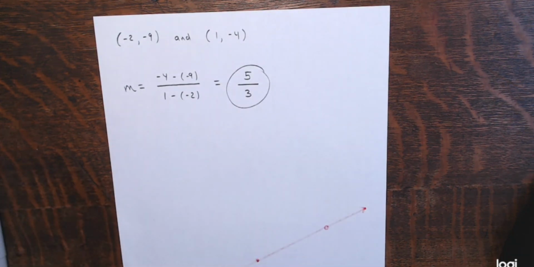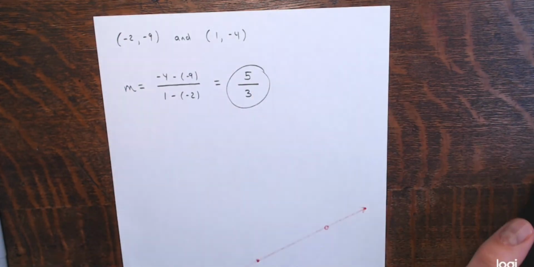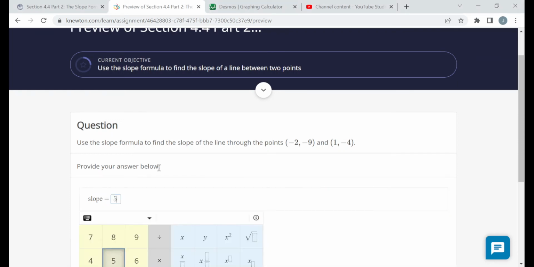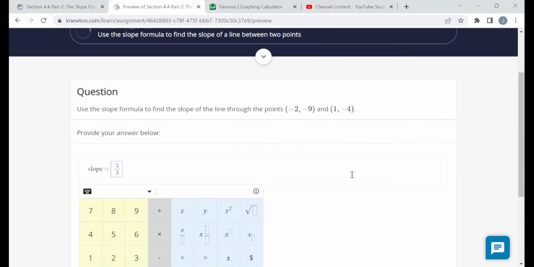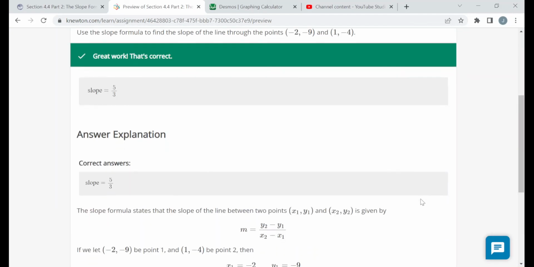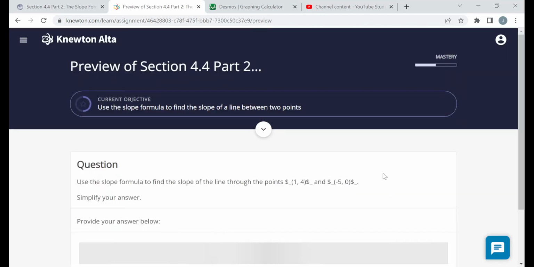So the slope of this line is 5/3. It's positive, so if you were to graph the line through these points, it should be going up as you go to the right. But all they want is the slope, though. All right, 5/3. Rise over run. Change in y over change in x. All right, and then the rest of these I don't think I need to go back to paper for.